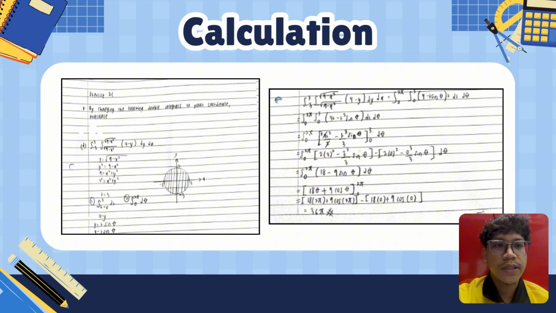Our new simplified integral becomes the double integral of (4 minus r sin theta) r dr d theta. We integrate with respect to r first, plug in our bounds from 0 to 3, and get 18 minus 9 sin theta. We finally integrate with respect to theta from 0 to 2 pi. The sine term completely cancels out over a full rotation, leaving us with just 18 multiplied by 2 pi. Our final answer is 36 pi. Thank you.